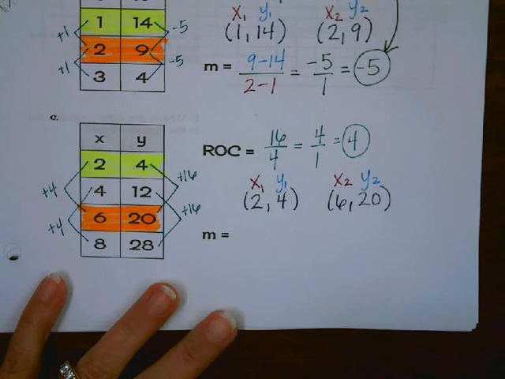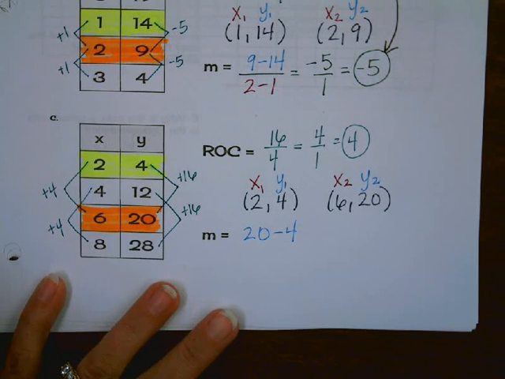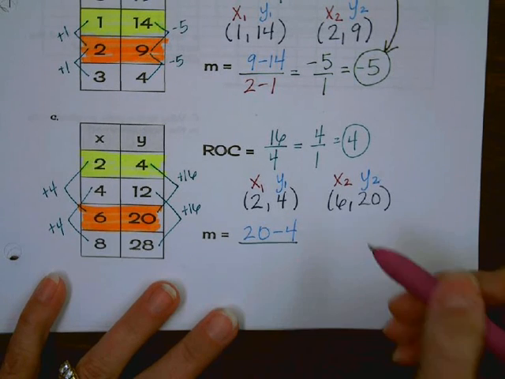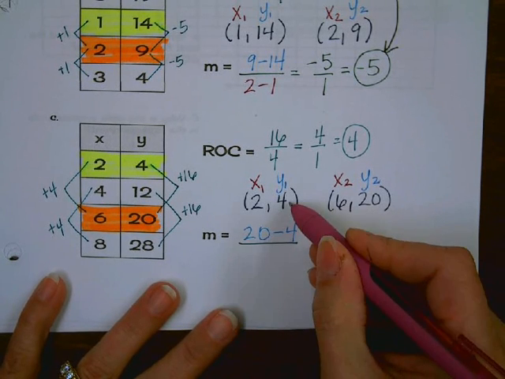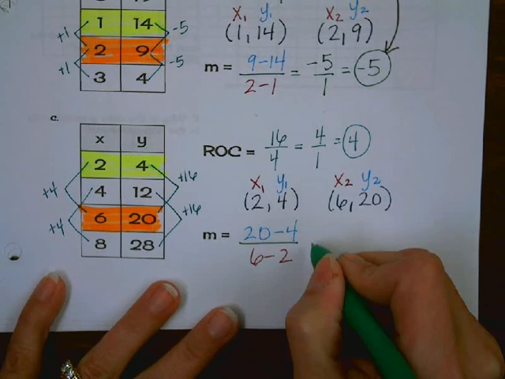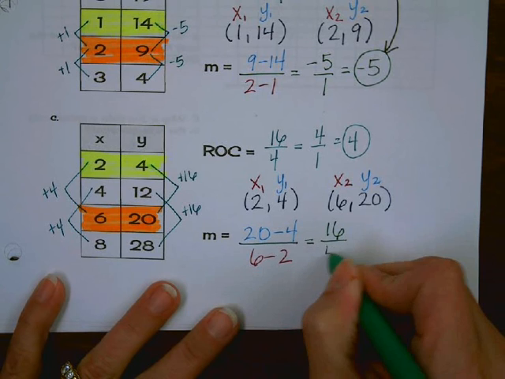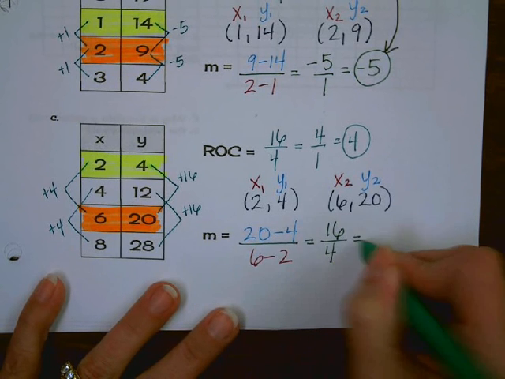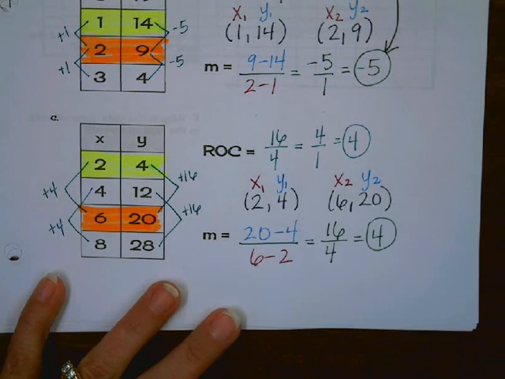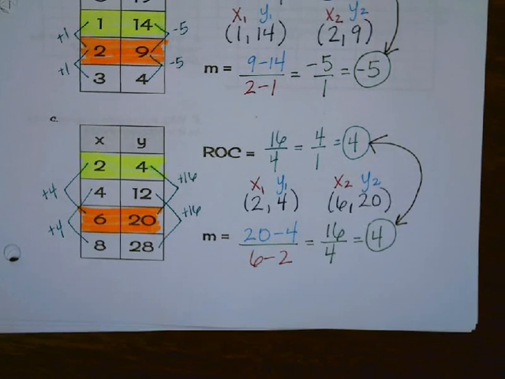So I'm going to go ahead and do my formula. y2 minus y1, 20 minus 4. Then I have to do my x2 minus my x1, 6 minus 2. 20 minus 4 gets me 16. 6 minus 2 gets me 4. 16 divided by 4 gets me 4. So yet again I notice that both my rate of change and my slope were exactly the same.